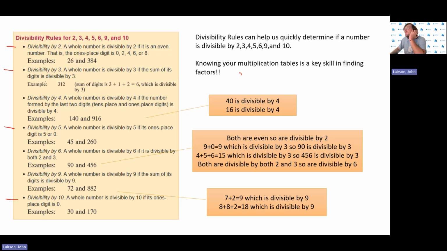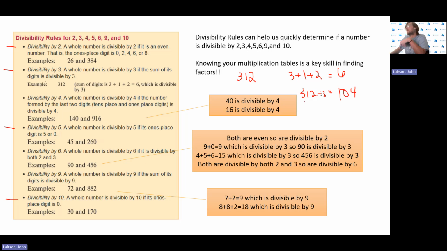So the example here, 312. If I take the digits, each number individually, 3 plus 1 plus 2: 3 plus 1 is 4, plus 2 is 6. 6 is a lot easier to see if it's divisible by 3, right? Because it's 2 times 3. So 6 is divisible by 3. That means 312 is divisible by 3. And we can double check that 312 divided by 3 is 104, a whole number. So yep, definitely works.